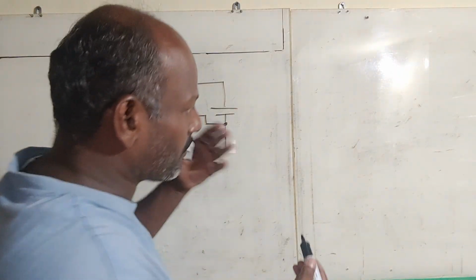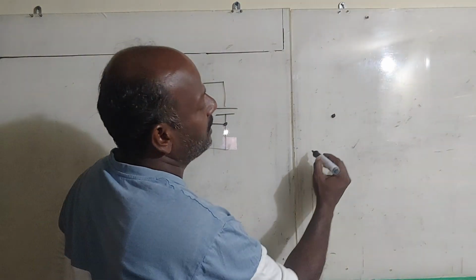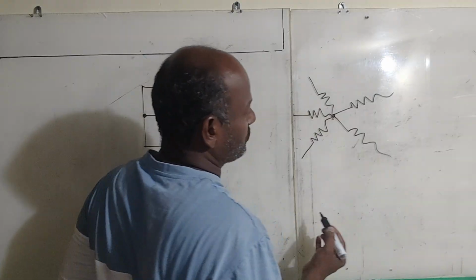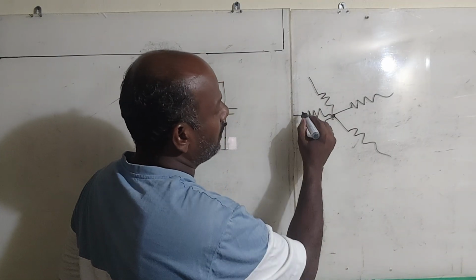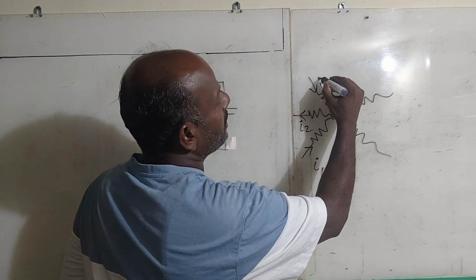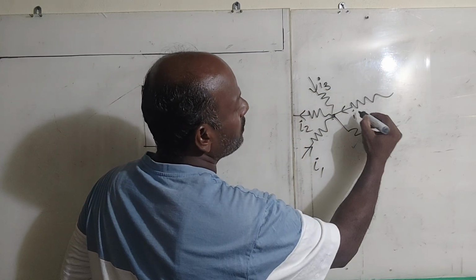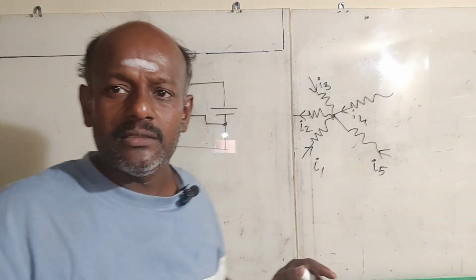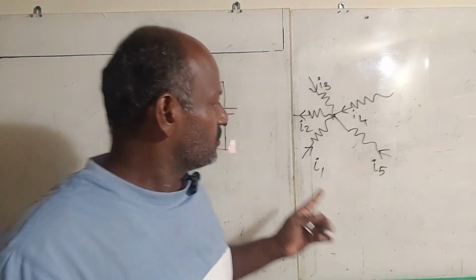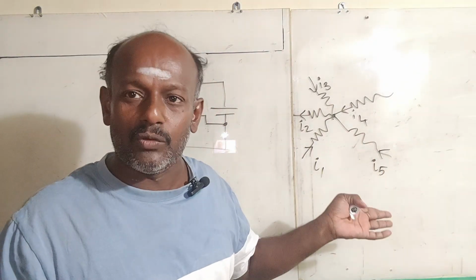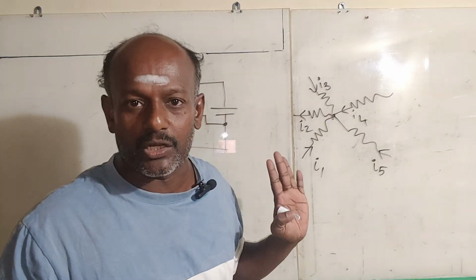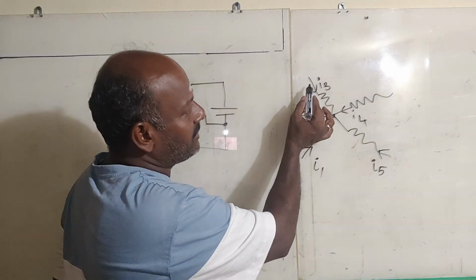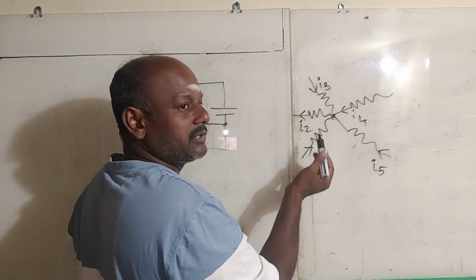For my convenience, I have taken this as a junction, in which there are currents moving in different directions. Let us take this as I1, this as I2, this as I3, this as I4 and this as I5. There is a rule that the current moving towards the junction is taken as positive, and the current moving away from the junction is taken as negative. I1 is moving in, I2 is moving out, I3 is moving in, I4 is moving in, I5 is also moving in.